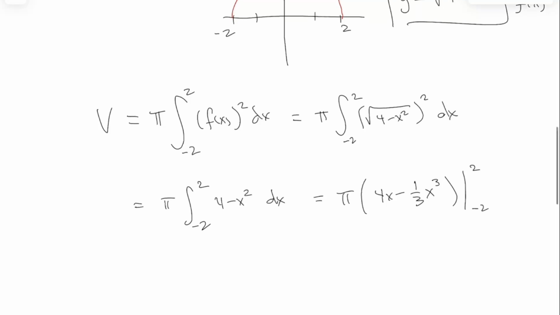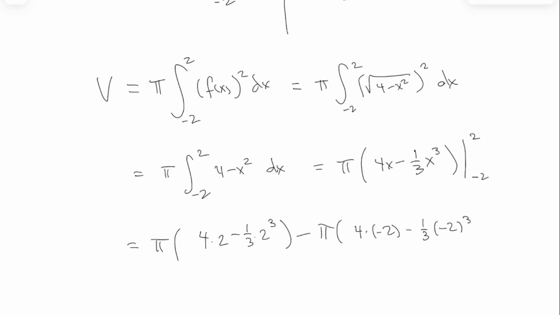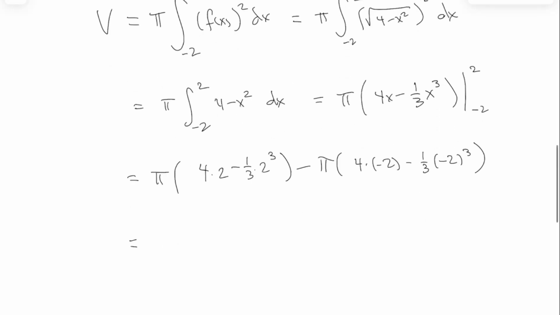So let's plug it in. I'm looking for 32/3 times pi. I'm feeling good about the over 3. I mean, I have a 1/3 here, and I have a pi here, so it could happen, right? 4 times 2 minus 1/3 times 2 cubed, minus pi, 4 times -2 minus 1/3 times -2 cubed. All right? So everything has a pi in it. That's 8 minus 8/3 minus pi.